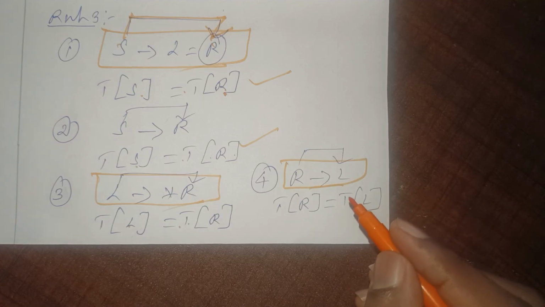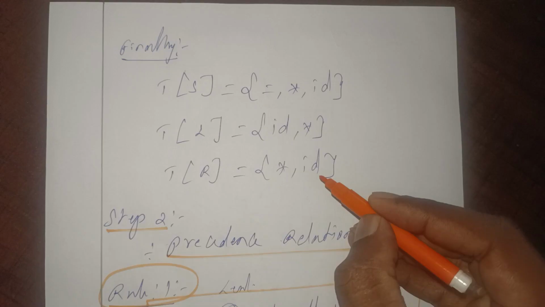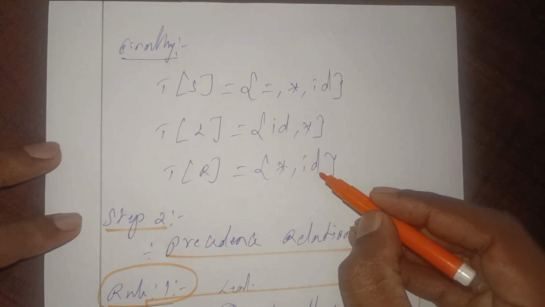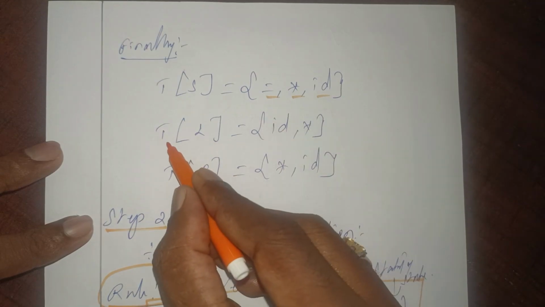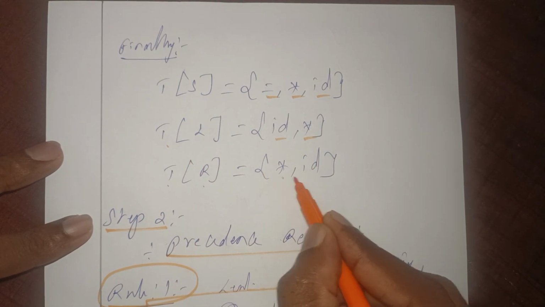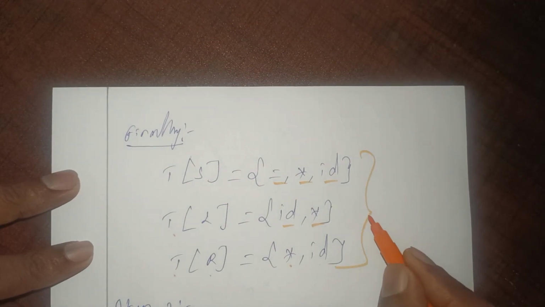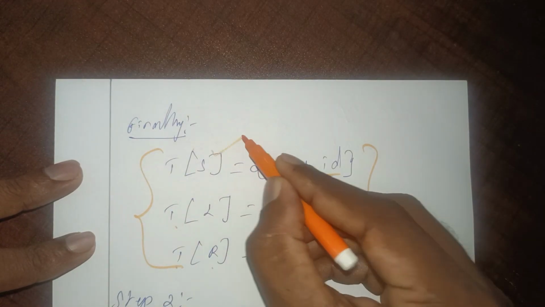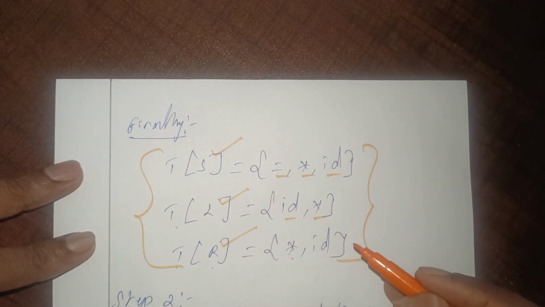So we are going to take all these values and consolidate them. By consolidating all these values, similarly, we found this: trailing of S is equal to asterisk id, trailing of L is equal to id asterisk, trailing of R is equal to asterisk comma id. The most important part here is, as we did in leading, we are doing the same in trailing also. Whatever is matching for S, for R, and for L has been consolidated over here.